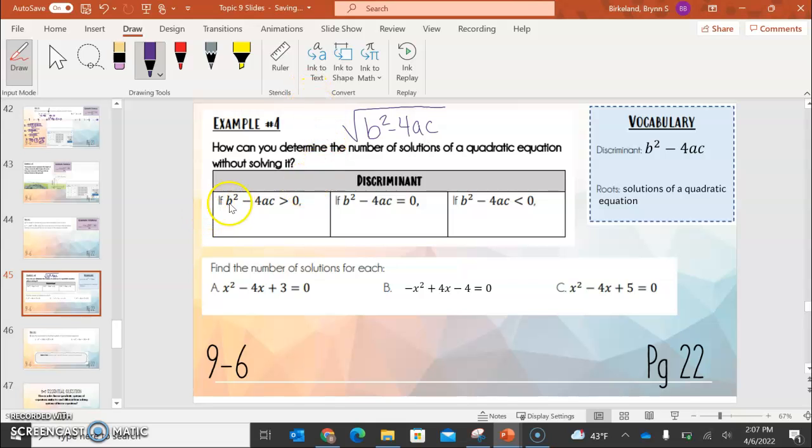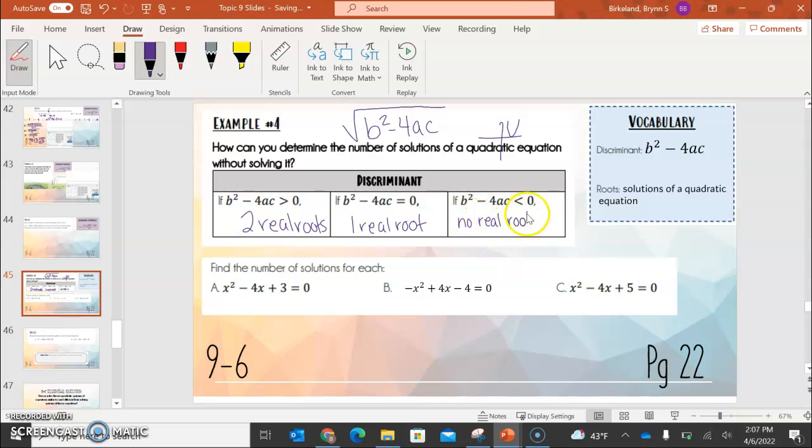If we find that your discriminant is greater than 0, there will be 2 real roots. That means the graph crosses the x-axis 2 times. If your discriminant is 0, it will have 1 real root. That means it would just touch the x-axis 1 time and turn around. If your discriminant is less than 0 or negative, it will have no real roots.